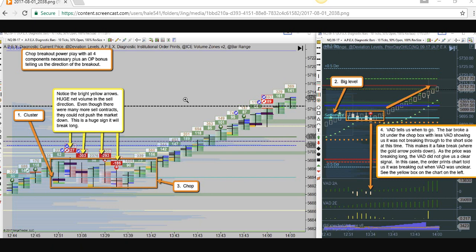So, all 4 components necessary plus an OP bonus. So what do we see on order prints here? In the chop box, we actually have 1, 2, 3 clusters. All right, so we like that, right? To where it's not just random chop or just one random cluster here or there. We got 3 clusters in a row.